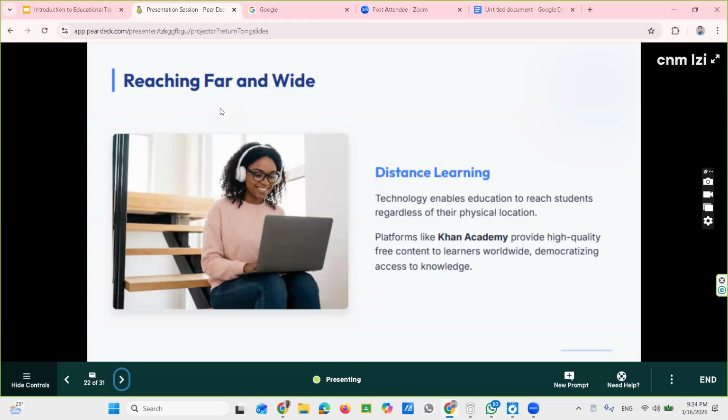Individually, they can learn it. There are lots of materials like Khan Academy, one of the popular websites. Right? If you access Khan Academy, there are many resources from various subjects. Look at the statement: platforms like Khan Academy provide high quality free content. That's important, right? Khan Academy is completely free to learners worldwide, democratizing access to knowledge.